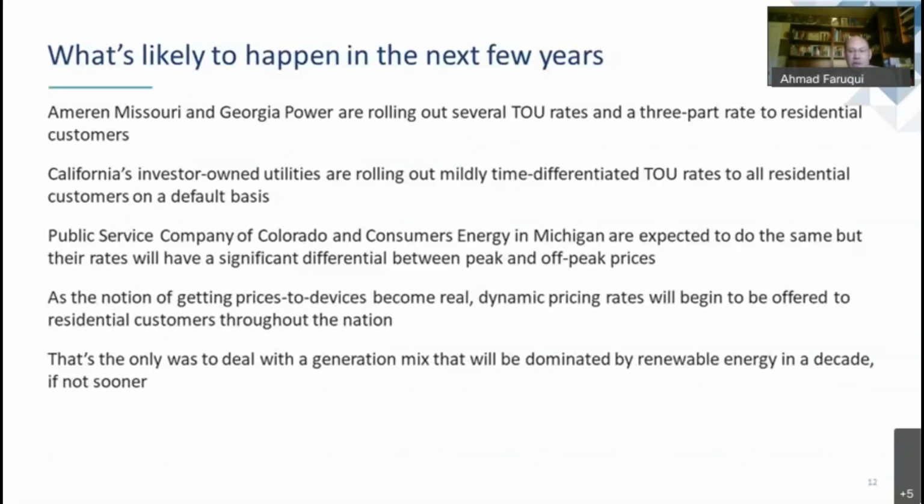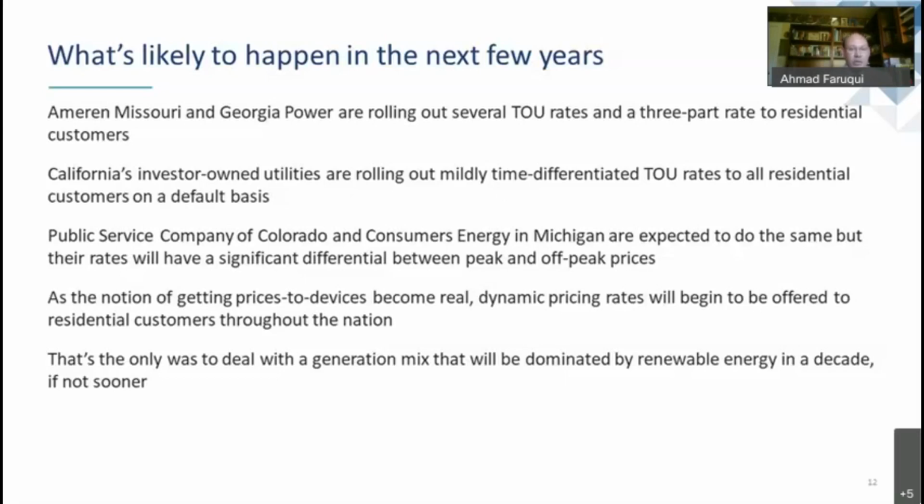What are we likely to see in the next few years? So Ameren Missouri and Georgia Power are rolling out several different time of use rates, some with 3 periods, some with 2 periods, some with bigger differential peak to off-peak, some with a smaller differential. They are also offering a 3-part rate to residential customers with a demand charge, in other words. In California, the IOUs are rolling out mildly time differentiated TOU rates to all residential customers on a default basis. It'll take a couple of years before that rollout is completed.